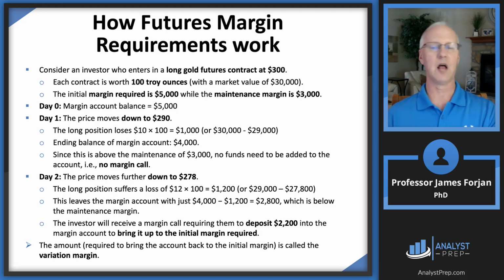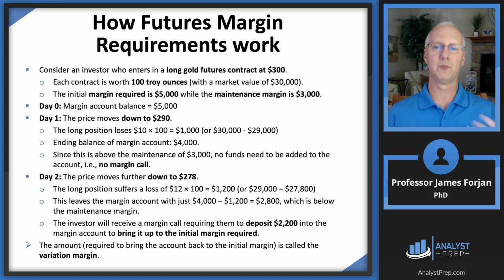So we lost $1,000. Now that $1,000 will be taken by the clearinghouse and will magically appear over in the short position's account. So the short position will now have $6,000 in his or her account. And that short position can do whatever he or she wants to do with that $1,000. There'll be no margin call since it's above the maintenance margin of $3,000.